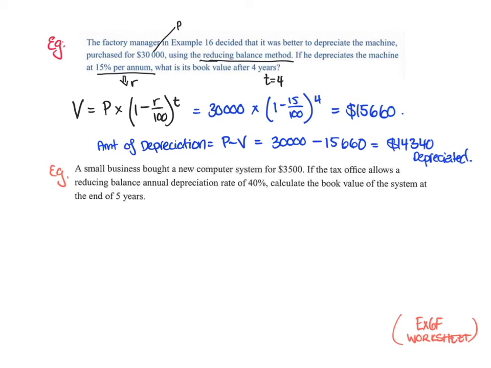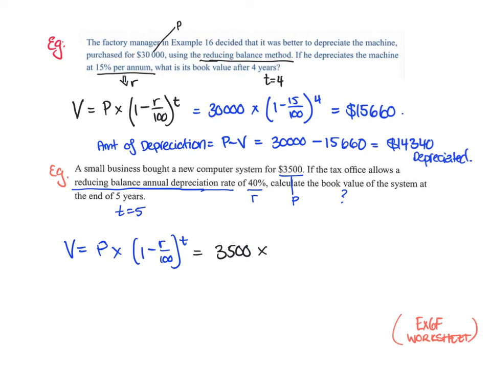Alright, let's have a look at the next question. A small business bought a new computer for $3,500, so that's the P. If the tax office allows a reducing balance annual depreciation rate of 40%, the book value of the system at the end of 5 years is. They want the book value, so we would need the V formula: P times 1 minus the rate over 100 to the power of T. If we plug in what we know, P was 3,500, 1 minus 40 over 100 to the power of 5. If we do that on the calculator, we end up with 272.16. So that is the value after 5 years of this computer.